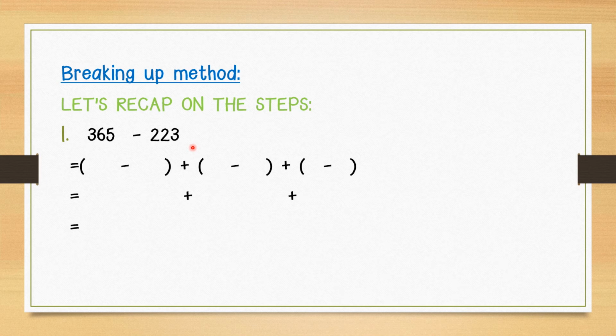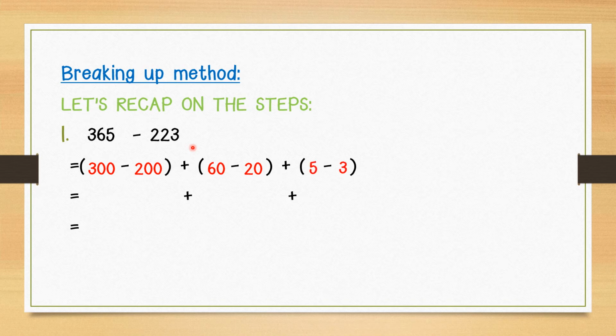So what will our hundreds be? Yes, 300 minus 200. Our tens, 60 minus 20, and our units, 5 minus 3.